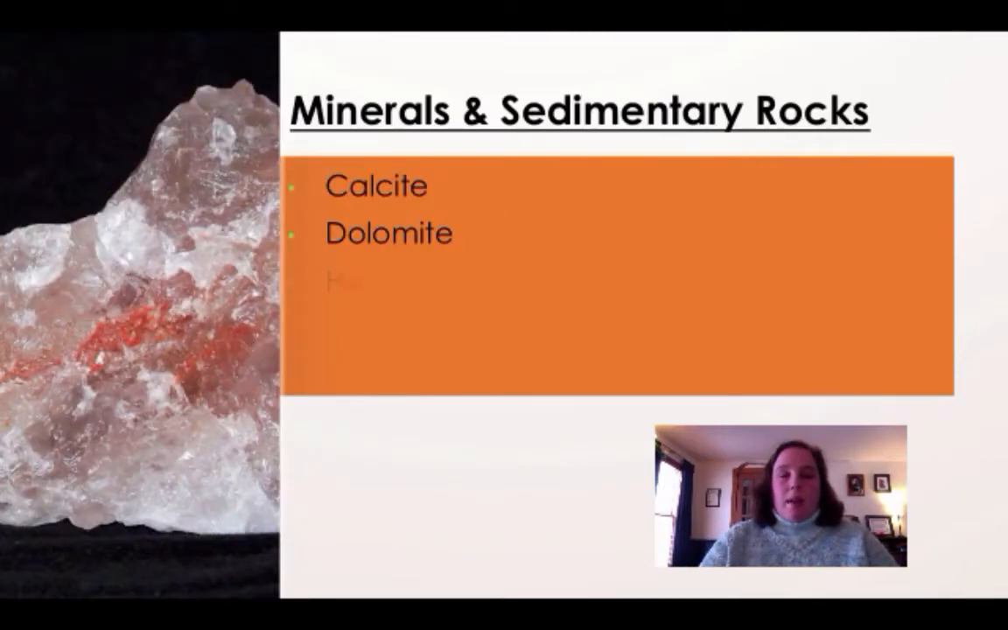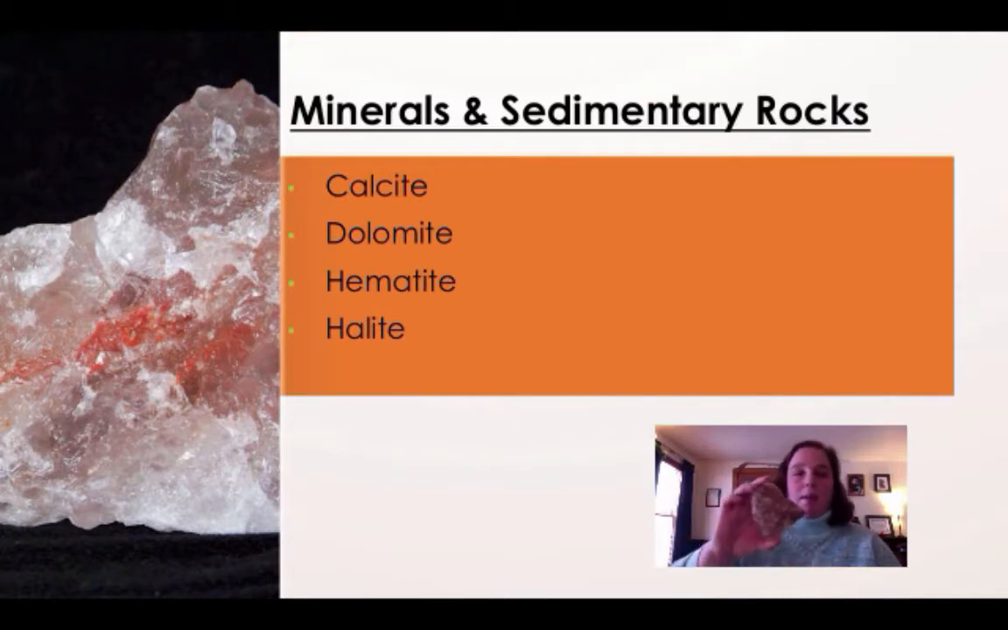Minerals in sedimentary rocks that you are going to see, a couple of examples here, are calcite and halite. And I've got this rock salt that you're looking at that contains these minerals.